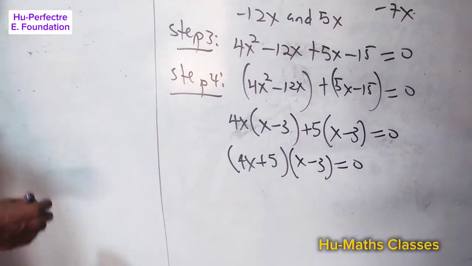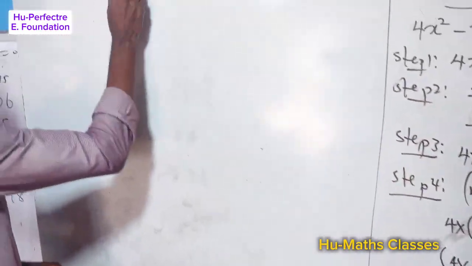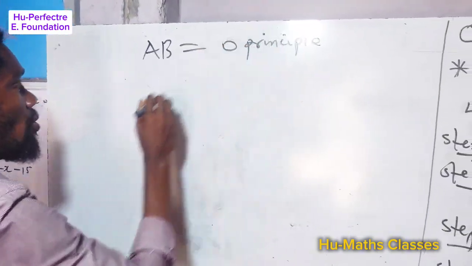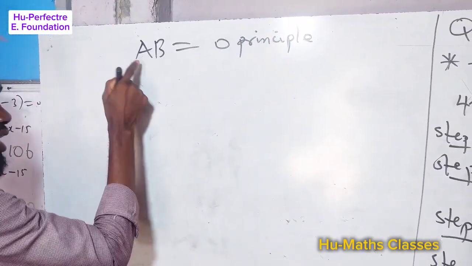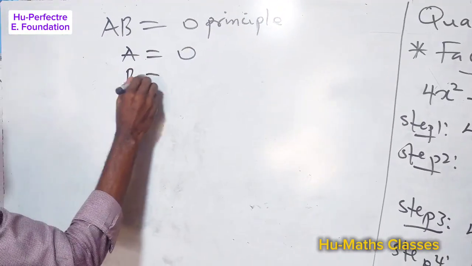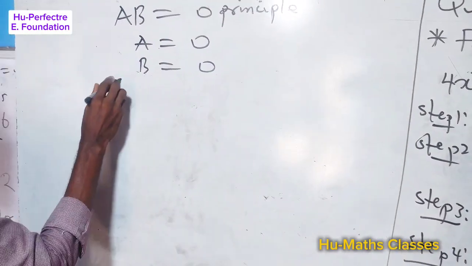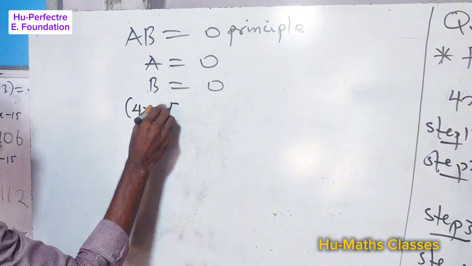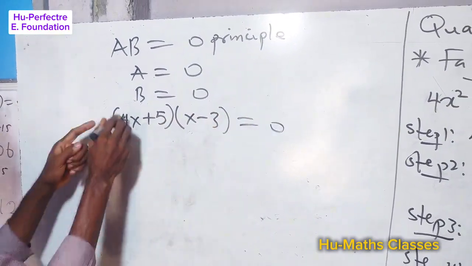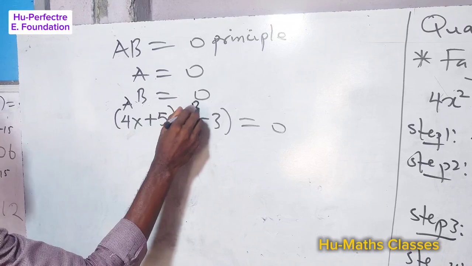At this point, we'll be applying the AB equals 0 principle. That states that if AB is equal to 0, then A is equal to 0 and B is equal to 0. Then what we have there is 4x plus 5 into x minus 3 is equal to 0, where the first bracket is A and the second is B.